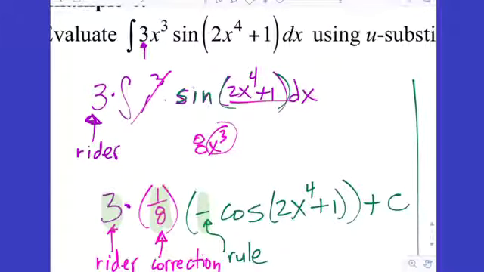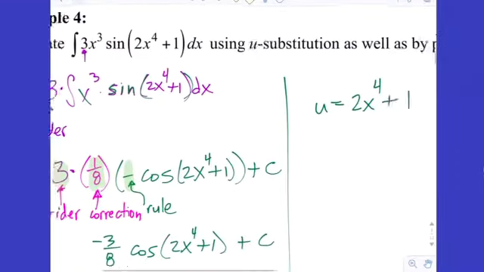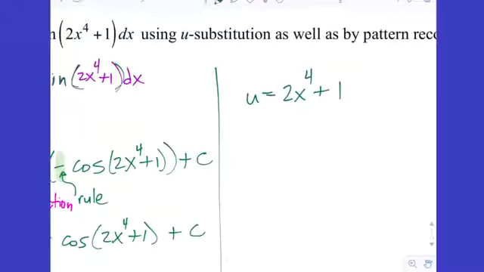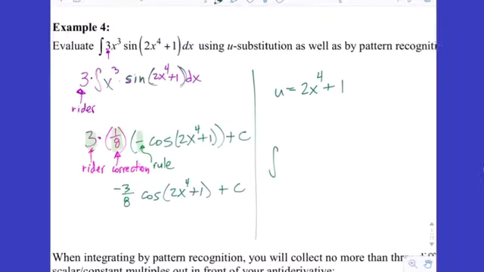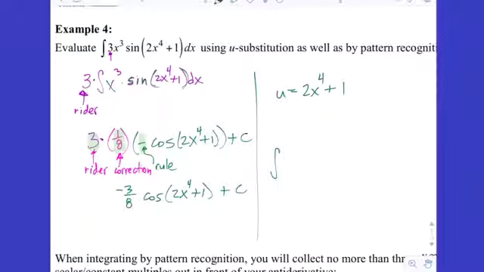And let me get rid of all this business over here. So you would still want to do all of this part right there. All right, so now let's go ahead and get our integral up and running. It's going to be the integral of, well, not sine of 2x to the fourth plus 1, but rather sine of u.